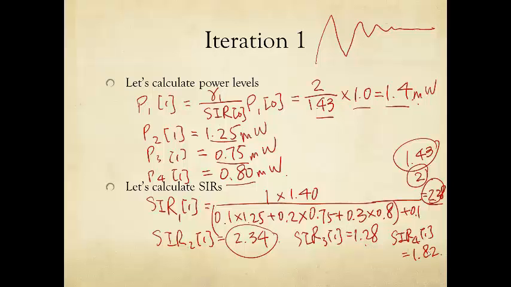So what you see after one iteration is that the first user actually overshot. The second user didn't overshoot. The third and fourth users are now dipping below the target SIR. And next round their power should increase.